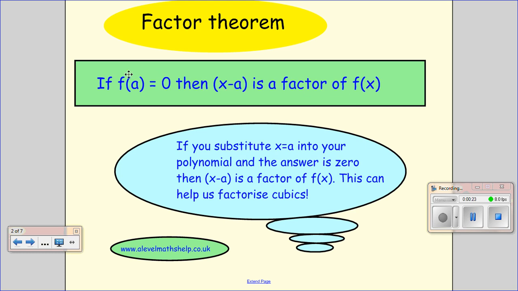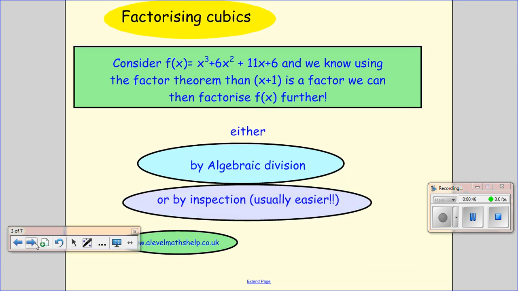Now this means when you substitute into a polynomial a number a, and if the answer you get out is 0, we can say that x minus a is a factor of f of x. That means that x minus a divides exactly into f of x without any remainders. Now we're going to use this to help us factorize cubics. So consider f of x equals this, and we know using the factor theorem that x plus 1 is a factor. We can then factorize f of x further.